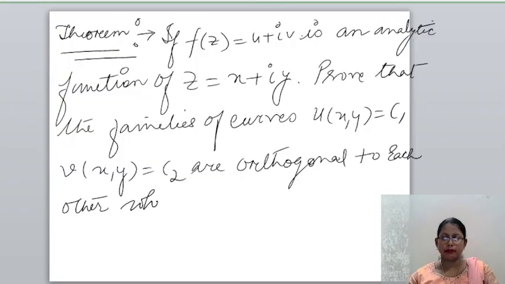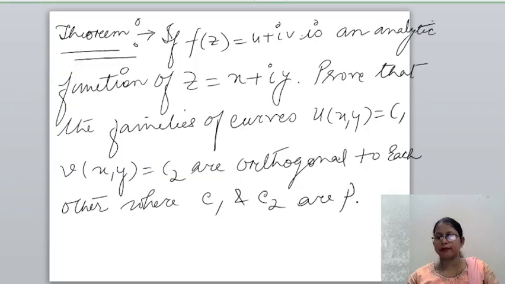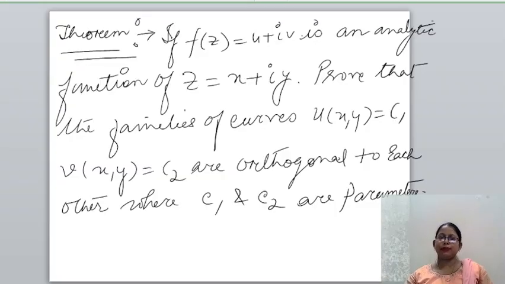Where c1 and c2 are parameters. Given f(z) equal to u plus i v is an analytic function of z equal to x plus i y, the families of curves represented by u and v, we have to show that the families of curves represented by u and v are orthogonal to each other, where c1 and c2 are parameters. Next, proof.